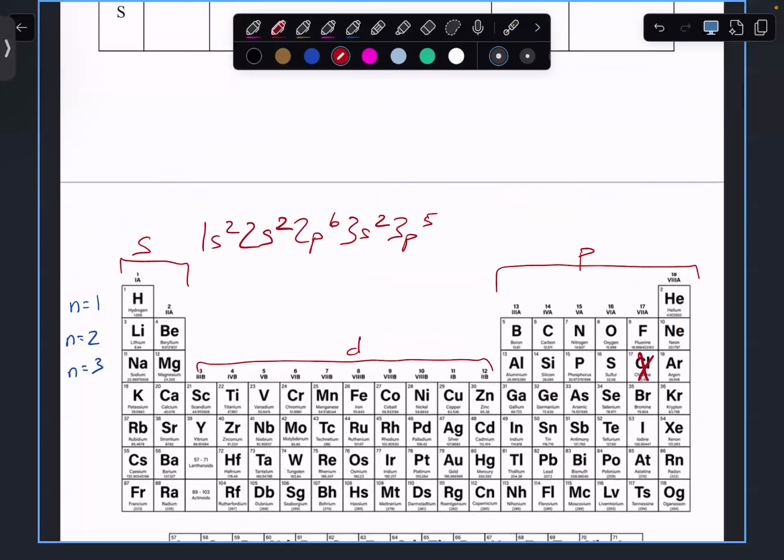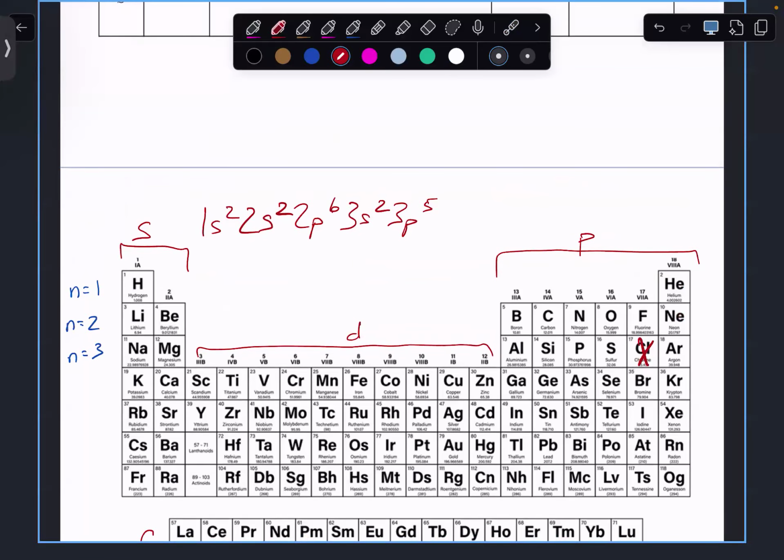Now, doing electron configuration like this is fine, but it gets a little bit tedious. Like if I were to ask you, give me the electron configuration of polonium, that's a lot of work, right? Because you've got 84 electrons. That's kind of a lot to do if you're starting at 1s2.